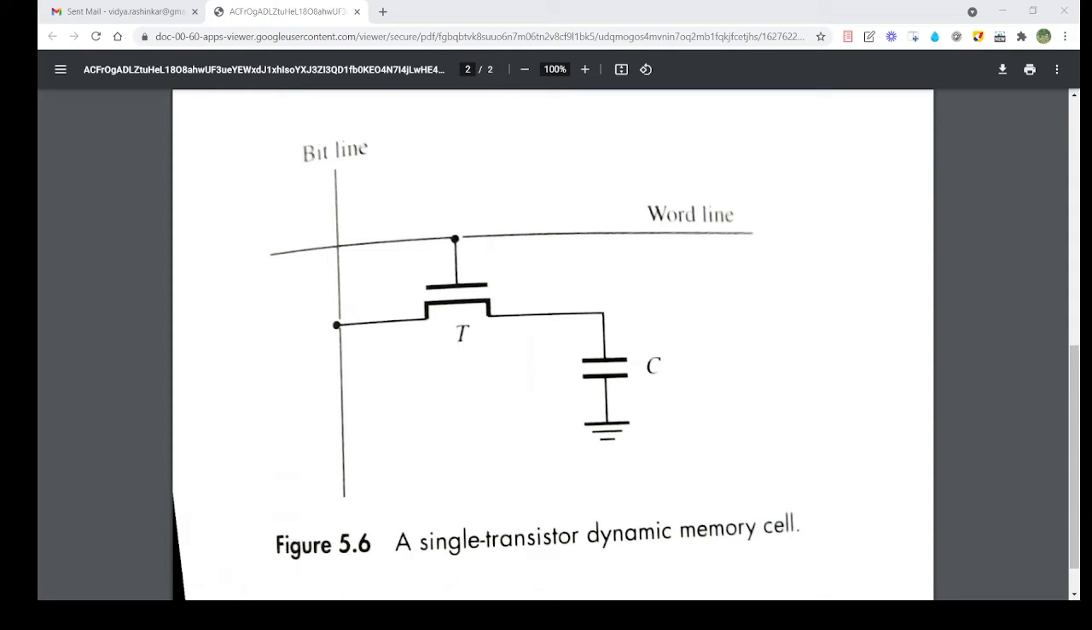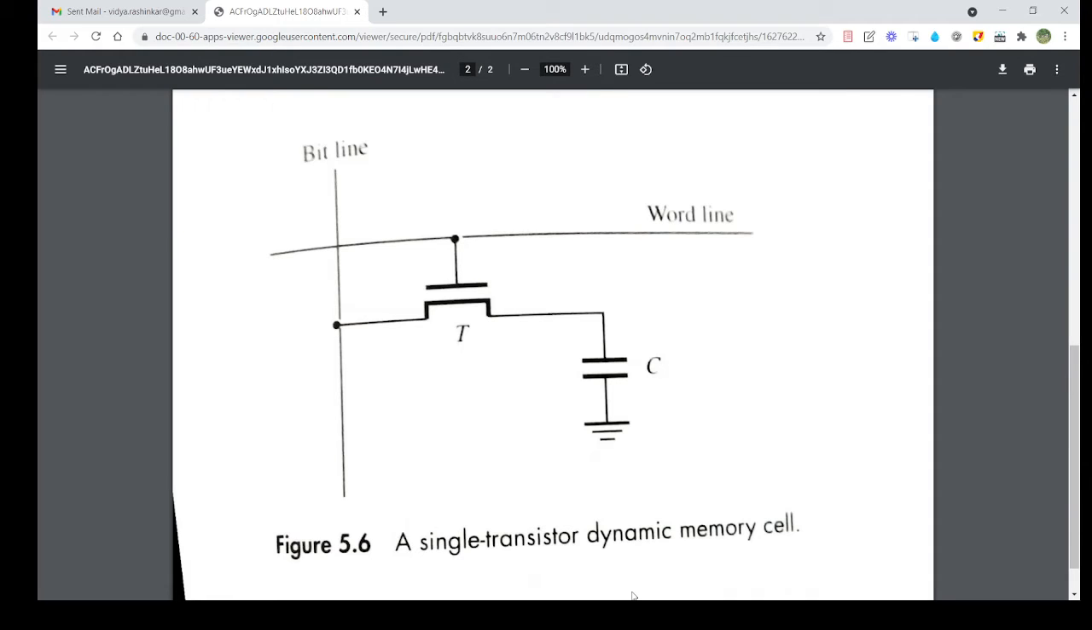Okay, the next is about the dynamic RAMs. The static RAMs are fast, but they come at high cost. Because they require several transistors, that's the reason why they are expensive. So we will try to implement RAM with less expensive devices.